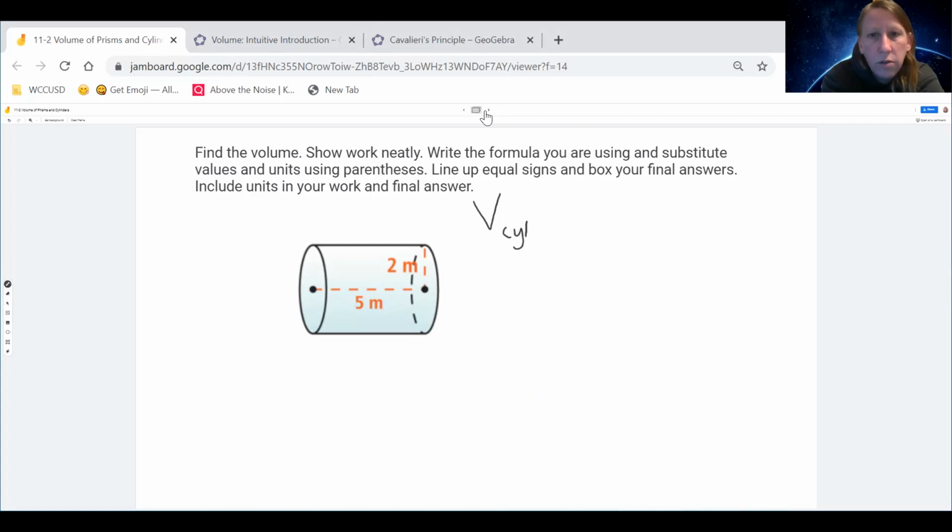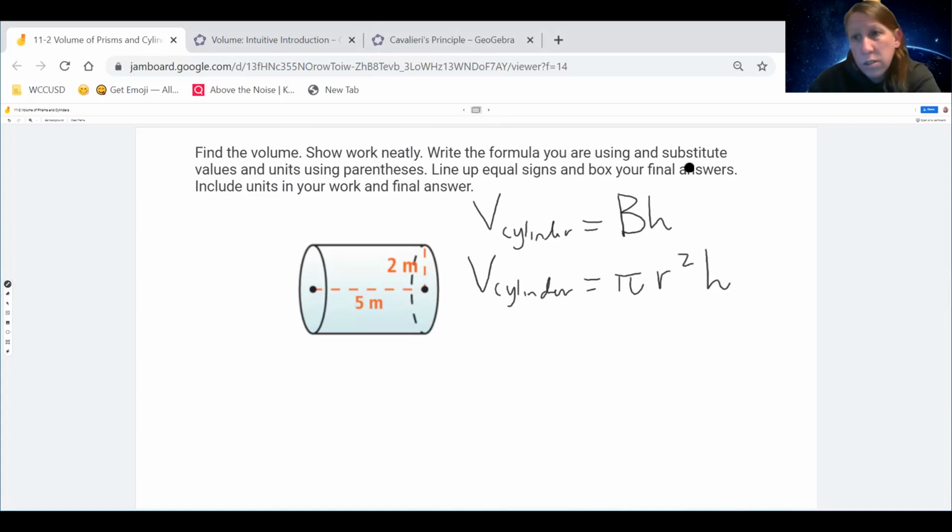You have a choice. You could start by writing base area times height, or if you want to start the volume of a cylinder, you want to start with pi r squared h, that's fine. You should always write the formula, at least write one of these 2. Probably this one is better. And what is the height of this cylinder? How far apart are the two circles?